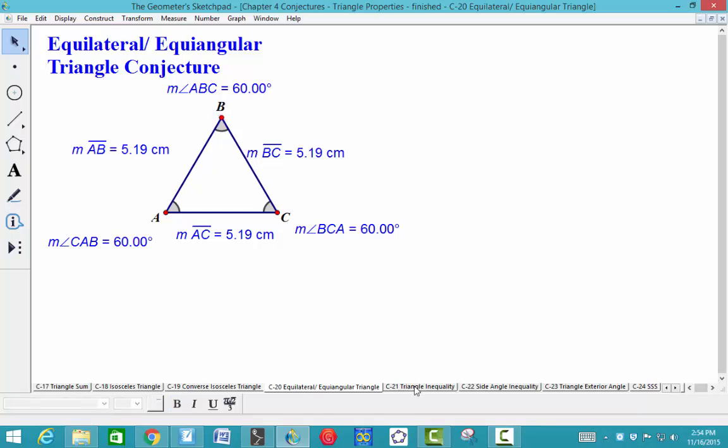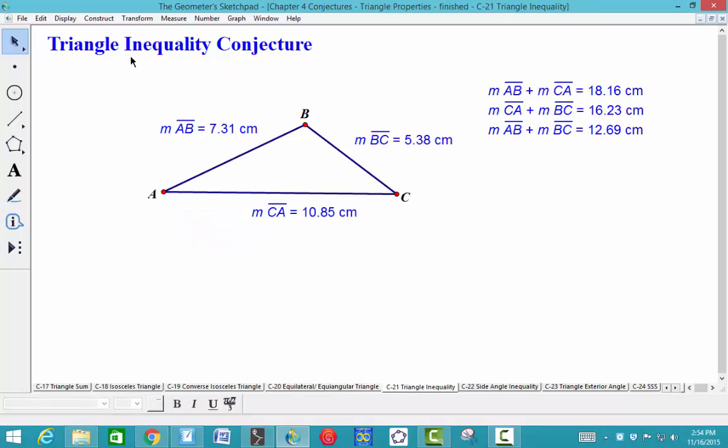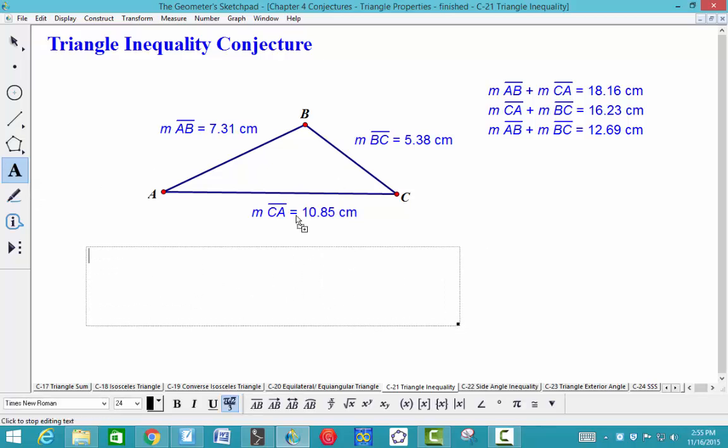All right. Next conjecture, conjecture number 21, the triangle inequality conjecture. And this one says that the sum of any two sides of a triangle must be greater than the third side. Okay, so what do we want to show here? We're going to open up a text box. So if you select the text tool on the left-hand side, and you click and drag open a text box, we can start to click on stuff.